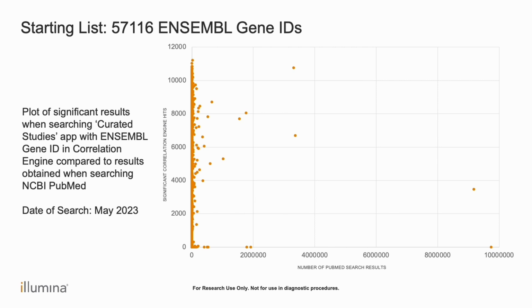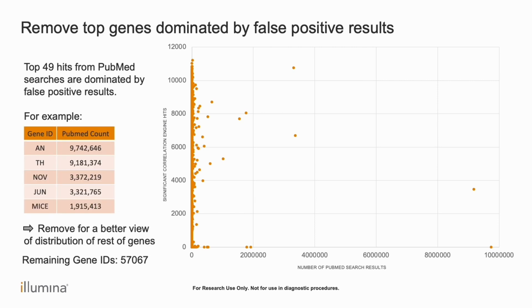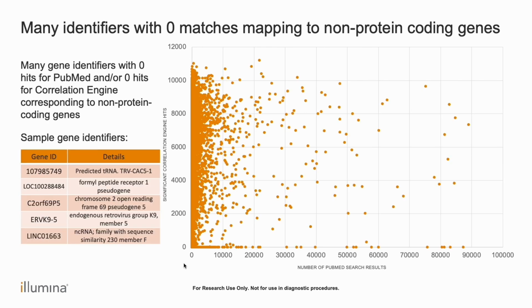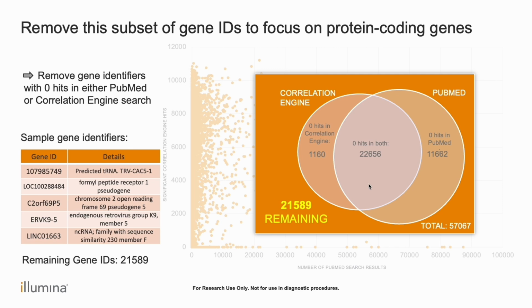millions of PubMed hits. Upon further examination, the top 49 are dominated by false positive results by virtue of having names like Anne, Th, and Nov. Let's remove those. Then, examining the genes that have either 0 hits for PubMed or 0 hits for Correlation Engine, we find that most of those correspond to pseudogenes or other non-protein coding genetic elements. If we remove those, 21,589 genes remain.